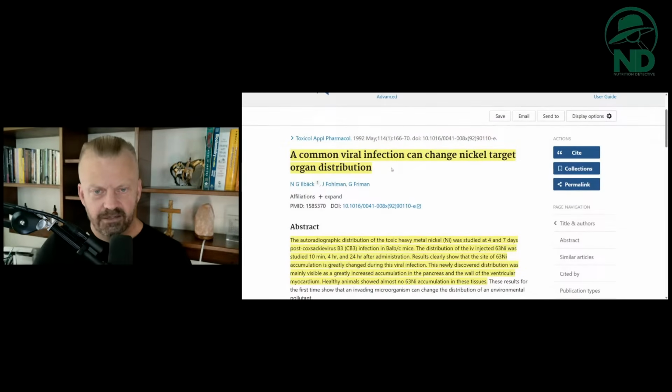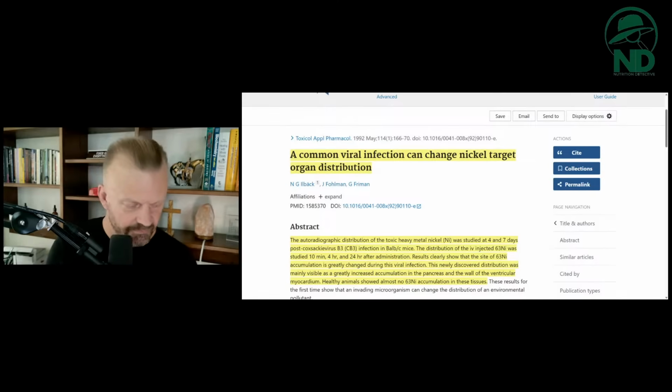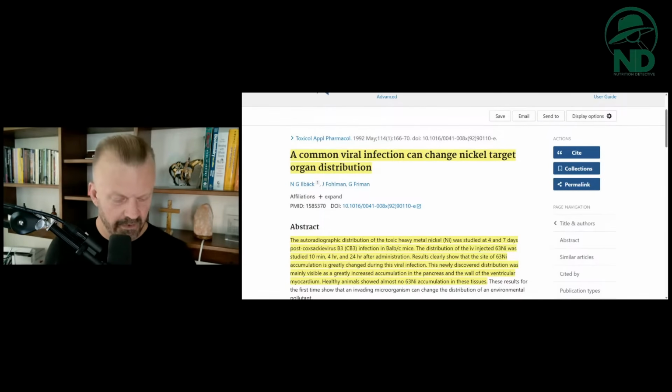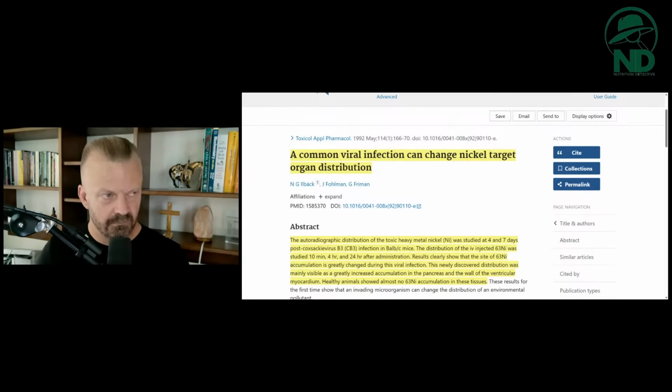A common viral infection can change nickel target organ distribution. So what I'm just going to say about this is, do I believe that there are little non-moving, non-functional proteins called viruses moving around causing your body to do this? No, there's toxins. If you believe in viruses, I mean, you're not ready for this yet. If you still believe that viruses are the cause of disease, they're not. It is a boogeyman created to make you afraid of things that you can never see. And if you believe in CGI pictures of them, I guess, I mean, go ahead.